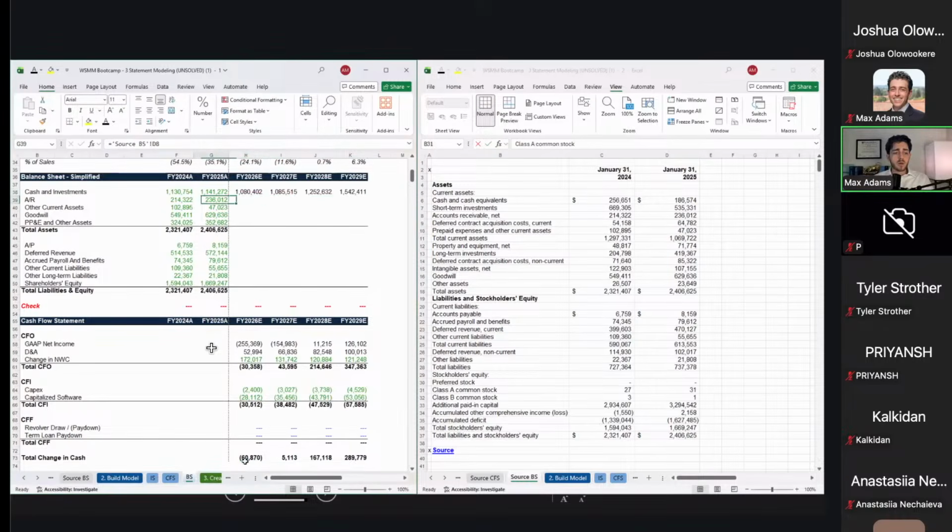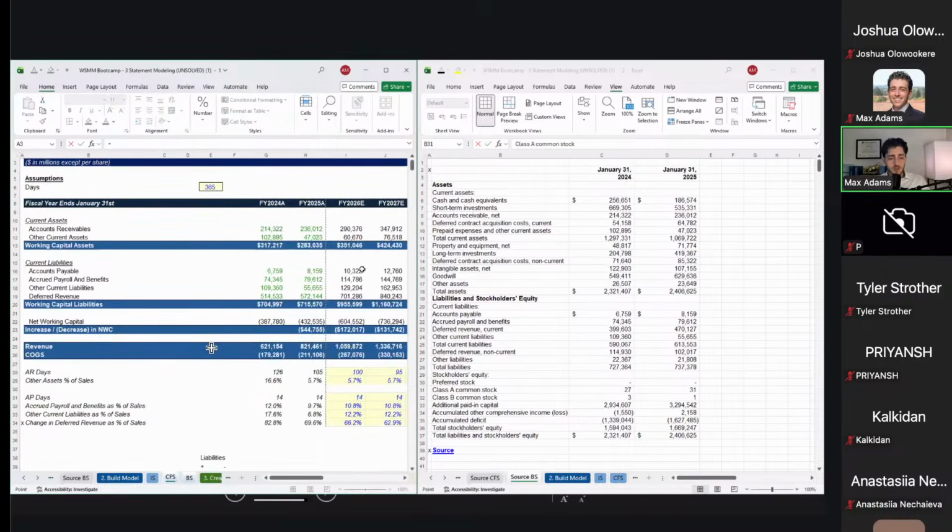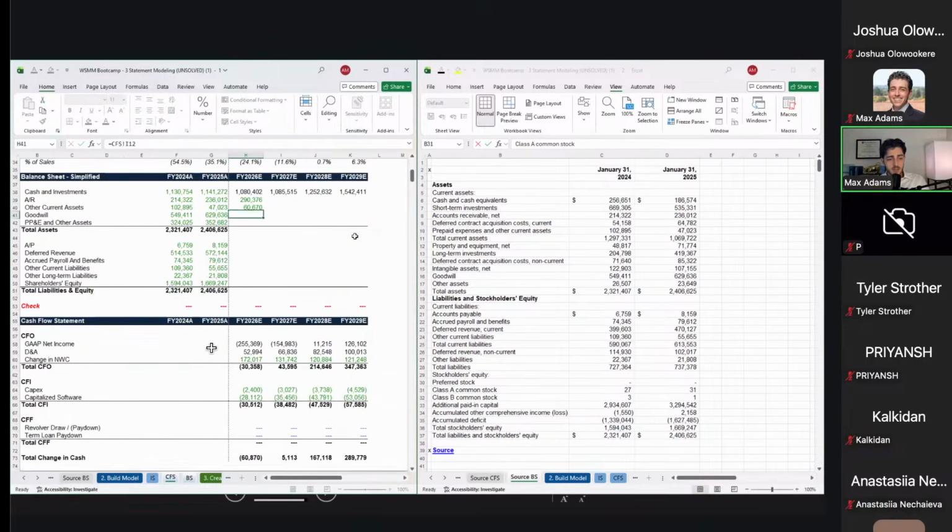Okay, now what about this other stuff? Let's go link this up. Our accounts receivable is going to go onto the cash flow statement. We already built this out here. Our other current assets, same thing. We're going to link this up here. And then our goodwill. This one, you typically just hold flat unless you're doing some fancier math on purchase price accounting.